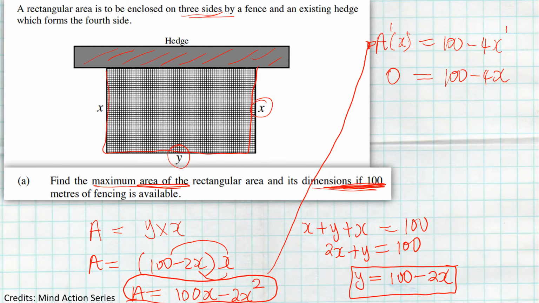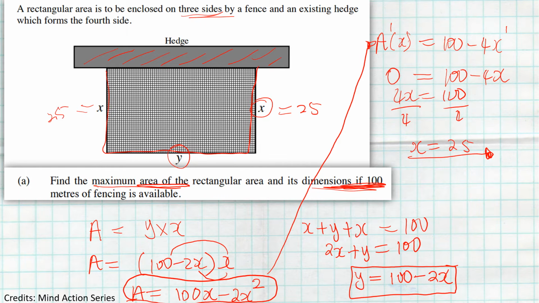And solve for x. Okay, so 4x will be equal to 100. Then we divide by 4 both sides. Our x will be equal to what? 100 divided by 4, which is 25. All right, so we got one dimension. Our x is equal to 25. Remember the question said we must get the maximum area and the dimensions, right? We got one dimension. x is equal to 25, and that is the dimension there, 25 units.